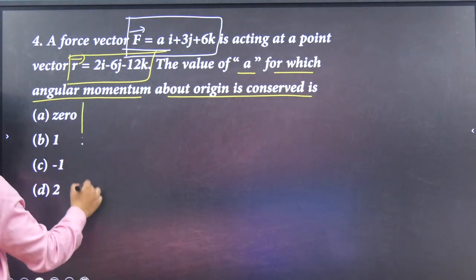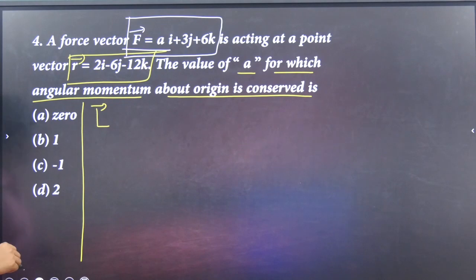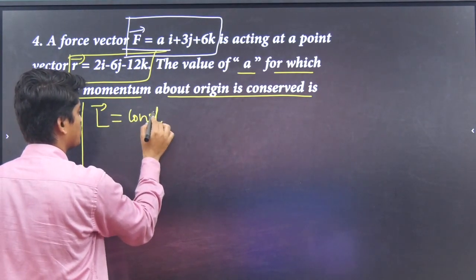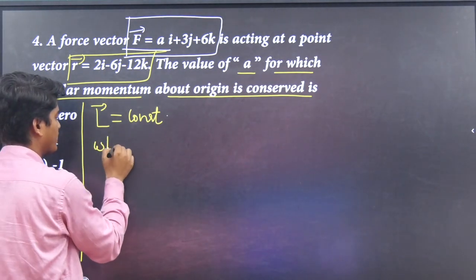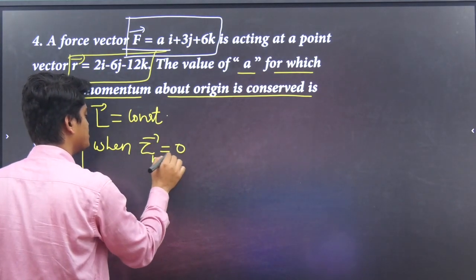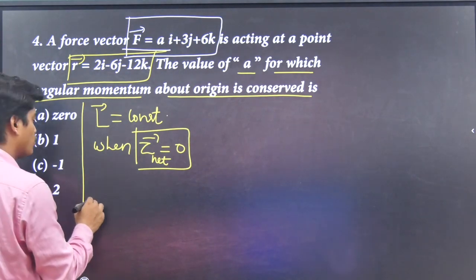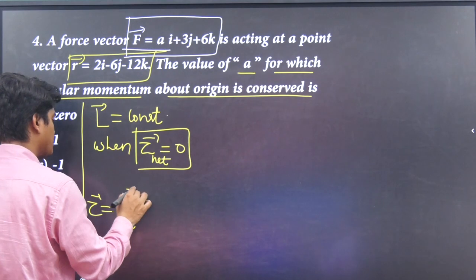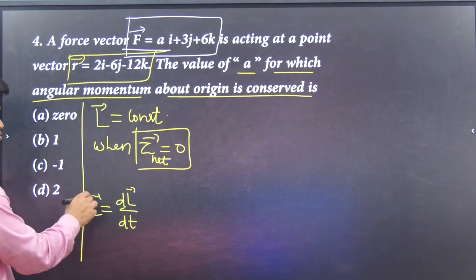They are telling what? Angular momentum is conserved. What is angular momentum? Angular momentum is nothing but that is L vector, which is constant. So when L vector becomes constant, when net torque acting on the particle is 0, then what happens? Angular momentum is constant, because you know torque is nothing but that is dL by dt. If torque is 0, then L will become constant.